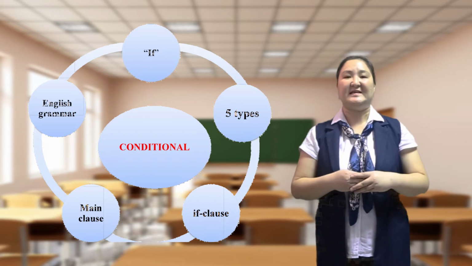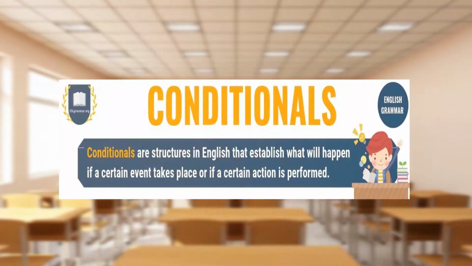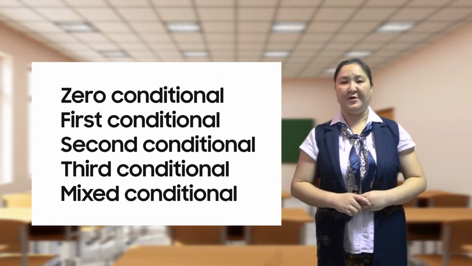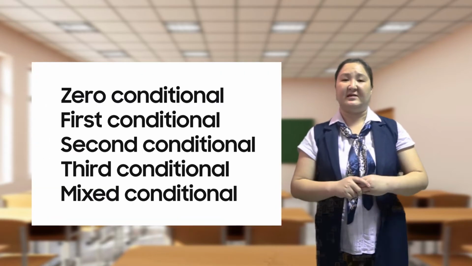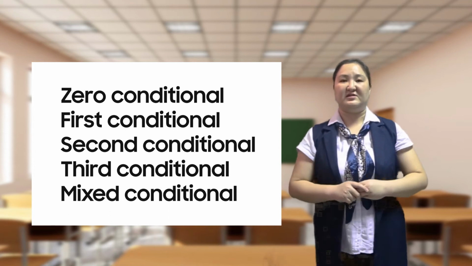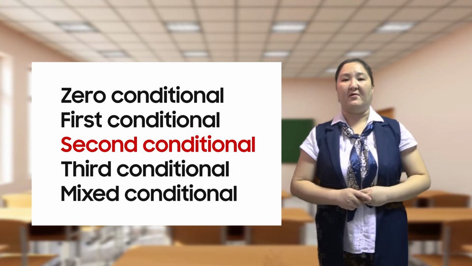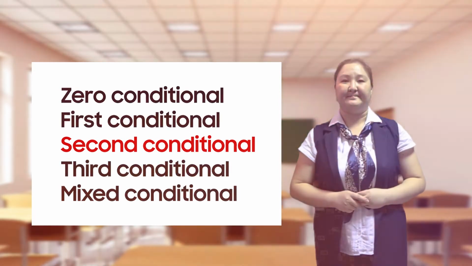Conditional sentences is English grammar. Conditional structures in English establish what will happen if a certain event takes place or if a certain action is performed. We know English conditionals are divided into 5 types: zero conditional, first conditional, the second conditional, the third conditional, mixed conditional, and today we'll learn about the second conditional.